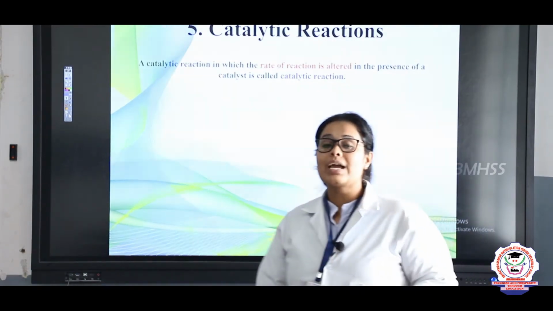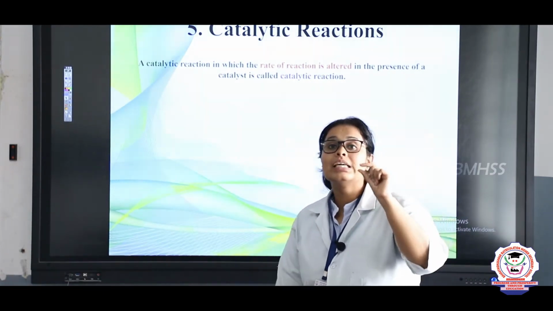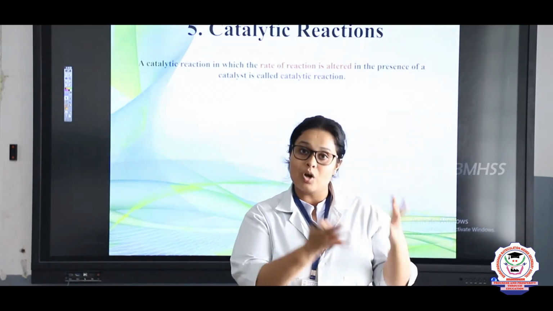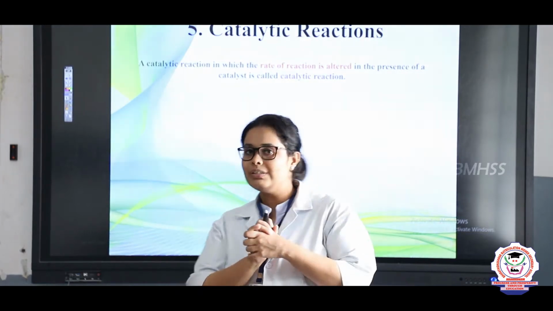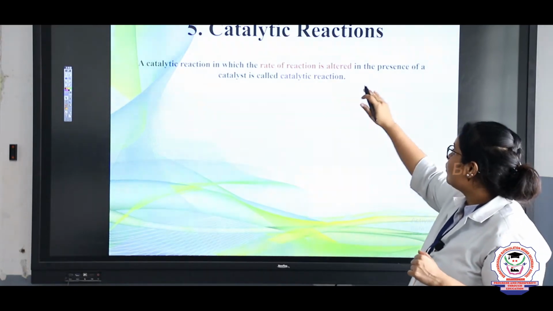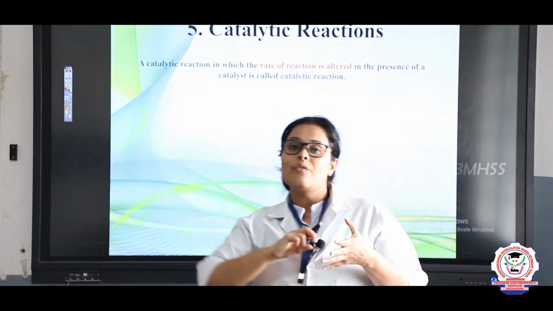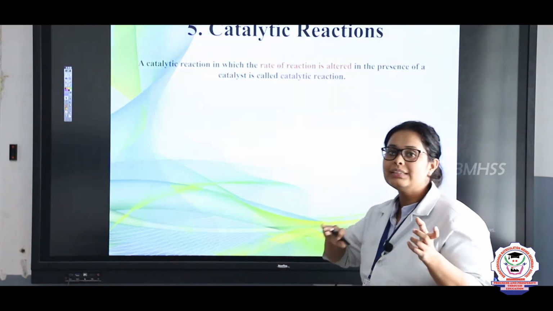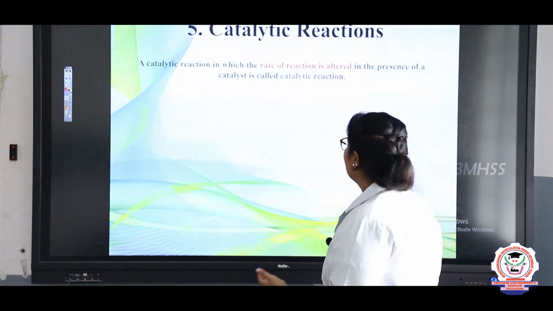The 5th type of reaction is catalytic reaction. Here the main role of this reaction is to give the answer, that is the product, with the help of a person named catalyst. Now the definition: a catalytic reaction is one in which the rate of reaction is altered, that is, it becomes fast or slow, in the presence of a catalyst. This is known as catalytic reaction.